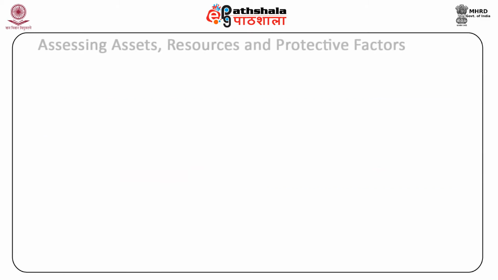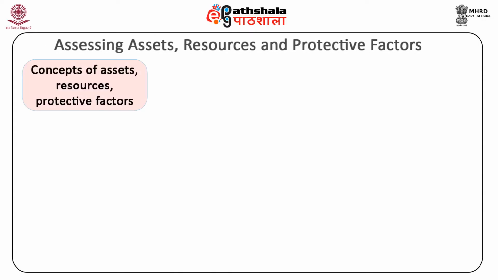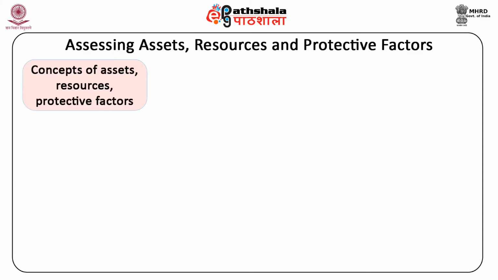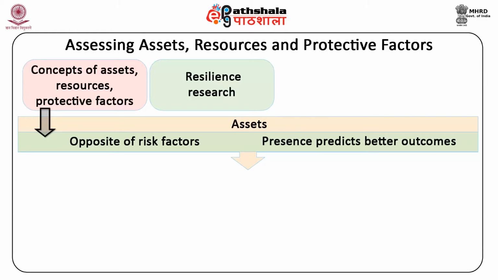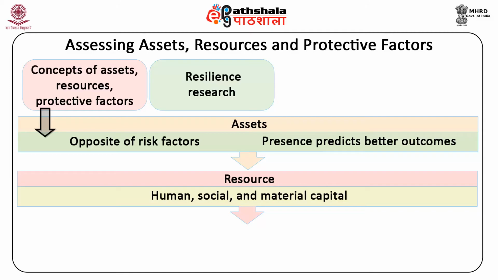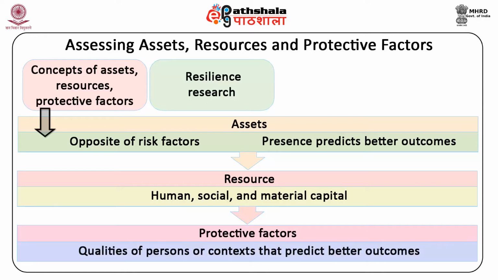Assessing assets, resources, and protective factors. The concepts of assets, resources, protective factors, and other related processes have been studied in resilience research. Assets are the opposite of risk factors, and their presence predicts better outcomes for one or more domains of good adaptation. Resource refers to the human, social, and material capital utilized in adaptive processes. Protective factors are the qualities of persons or contexts that predict better outcomes under high-risk conditions. In fact, these are the processes by which good outcomes happen when development is threatened.